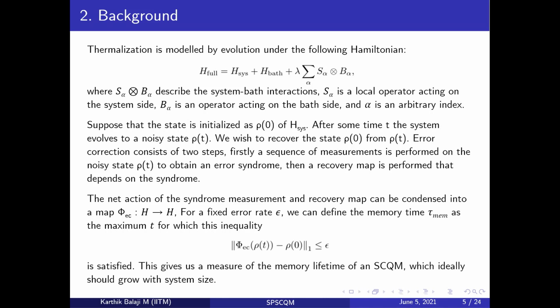that is, phi EC. And for a fixed error rate epsilon, we can define the memory time tau mem as the maximum time for which this inequality over here, which is the norm of phi EC applied to rho t minus rho 0, being less than epsilon, is satisfied. This gives us a measure of the memory lifetime of an SCQM, which ideally should grow with system size. And you can see that if you solve this equation, it will lead to an exponential growth of tau mem with system size.